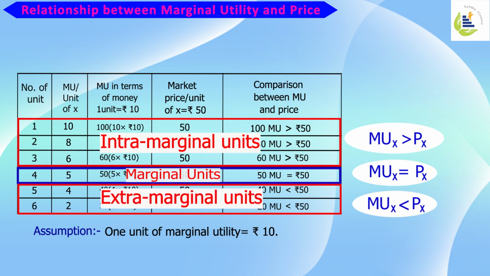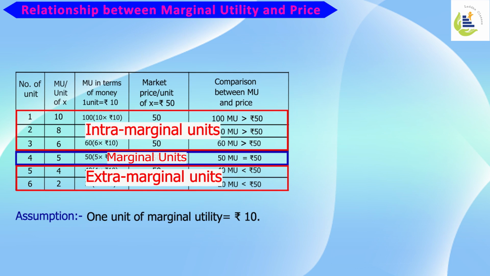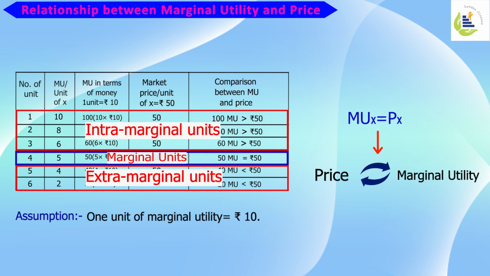With this extra-marginal unit, the consumer will not tend to buy it, because he assumes that his money is valued less than what it is actually worth, and that is where he tends to buy less. So what do you understand? That this relationship between marginal utility and price forms a basis for the quantity at which a consumer will tend to stop buying, and hence it forms the basis of the law of demand.